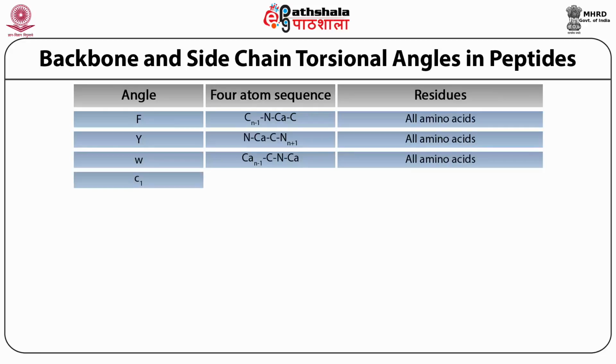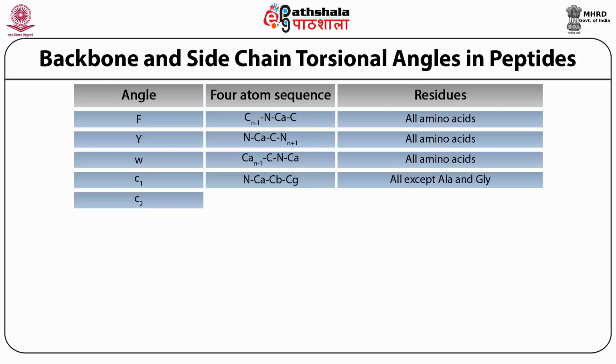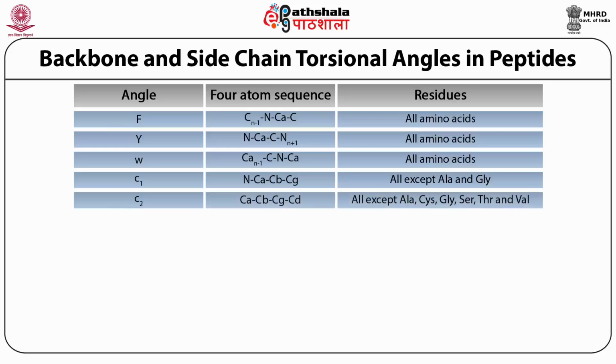Chi1, which is the side chain rotational angle, is defined as N, C alpha, C beta, C gamma. It defines the rotation around the C alpha C beta bond. Chi2 is rotation around the C beta C gamma bond and is defined as C alpha, C beta, C gamma and C delta. It is calculated for all amino acids except alanine, cysteine, glycine, serine, threonine and valine.